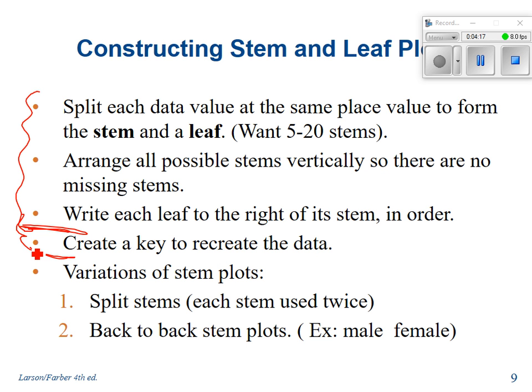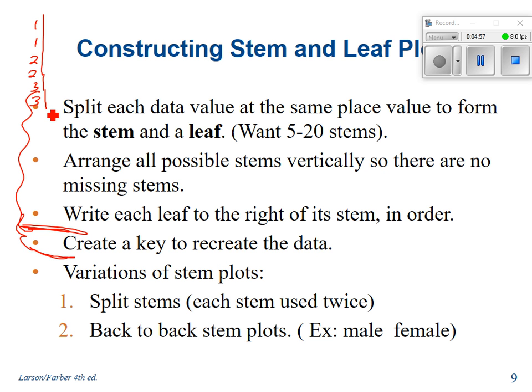A split stem and leaf plot: sometimes you'll have a whole bunch of numbers in one of your stems, so you might have 1 twice, 2 twice, 3 twice. That's a split stem and leaf plot where you have each stem twice, and maybe you put 0 through 4 in one of them and 5 through 9 in the other, however you split it up, so that each set of leaves isn't so long.